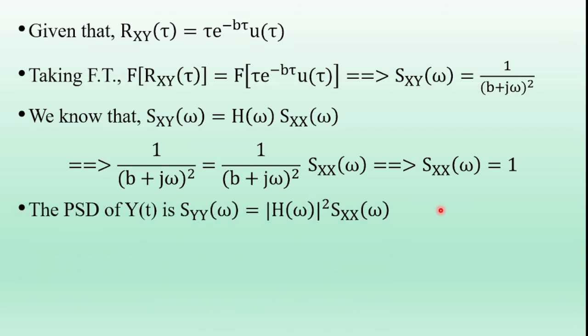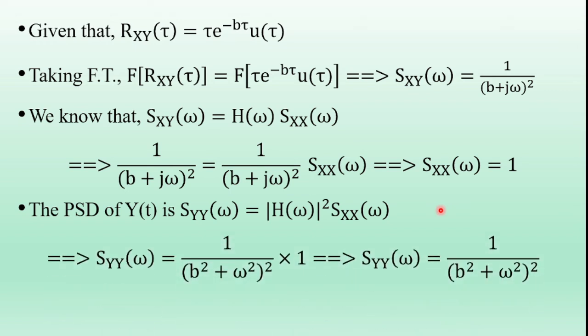We know that the power spectral density of output y of t, Syy of omega, is equal to magnitude of h of omega whole square into Sxx of omega. So h of omega value is already calculated. Magnitude of h of omega whole square value is 1 by b square plus omega square whole square into Sxx of omega value is 1. Therefore Syy of omega is equal to 1 by b square plus omega square whole square.